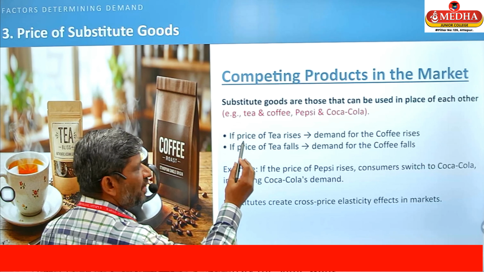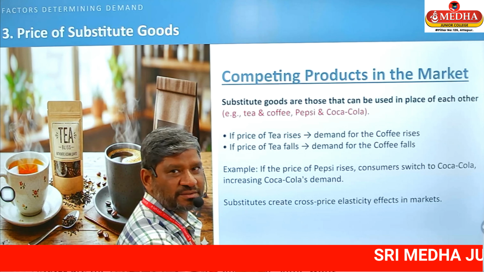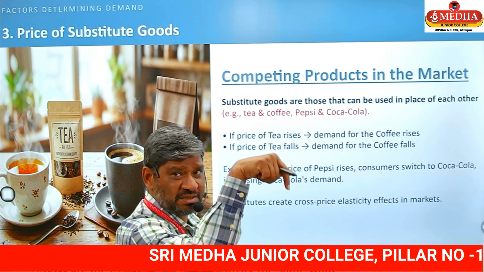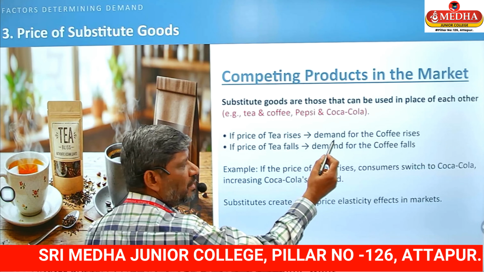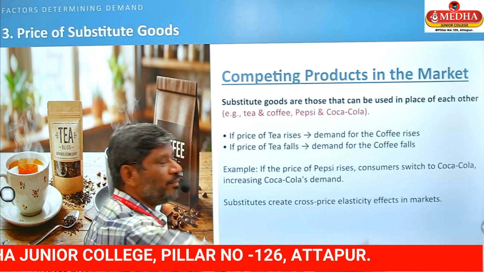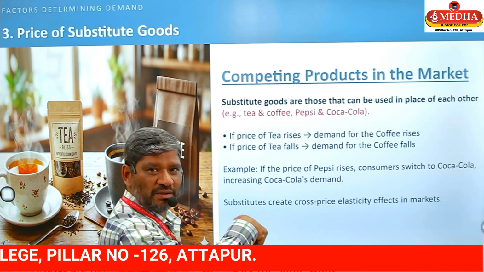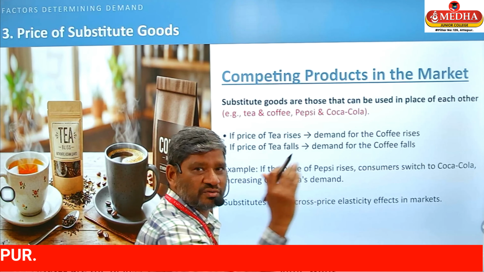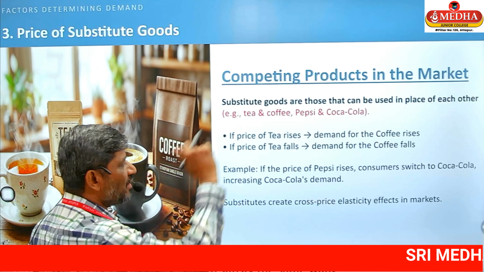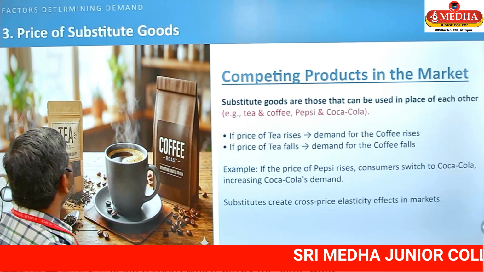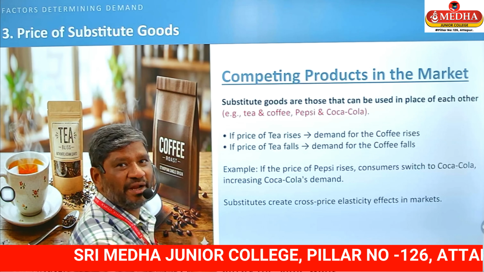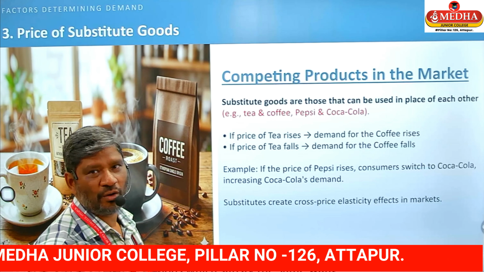Here you can see if the price of tea rises, which means coffee price is less. Due to that, what happened? Demand for coffee will be more. If the tea price falls, it leads to demand for coffee also falling. This is one of the examples for the best explanation of price of substitute goods. Substitute goods are the related goods such as tea and coffee.